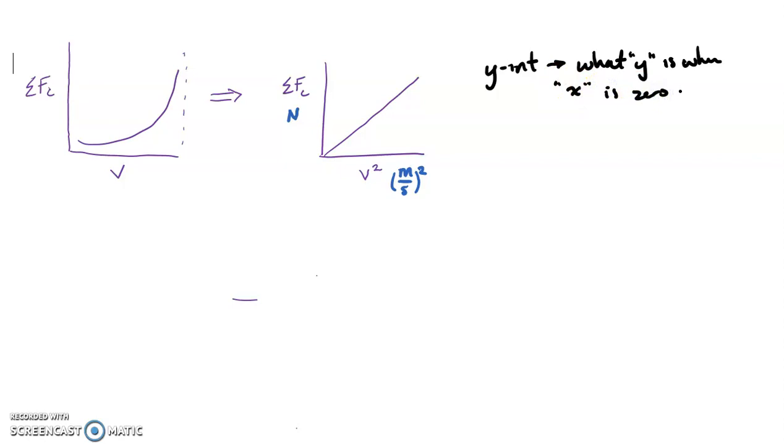Remember, it's not the automatic initial something. It's a huge mistake students make. They go, hey, it's the initial blah blah blah. It's just what y is when x is 0. And so in this case, it's going to be what our net centripetal force is going to be when our speed squared is 0. So you kind of ask yourself, if it's not moving in a circle, then is anything really happening?